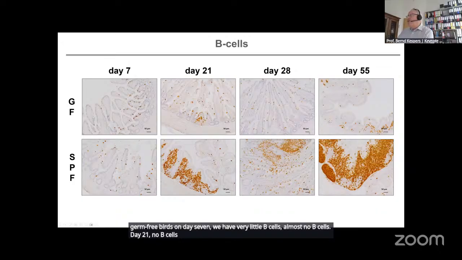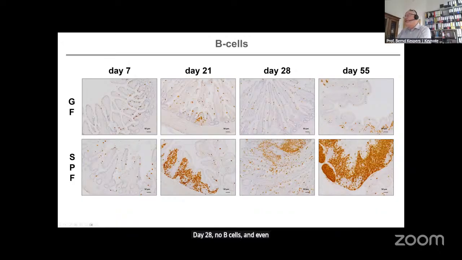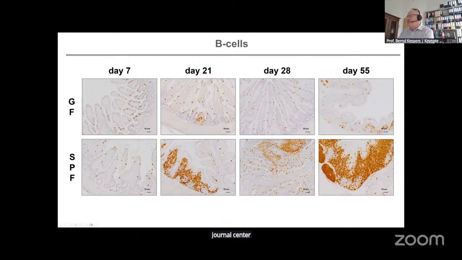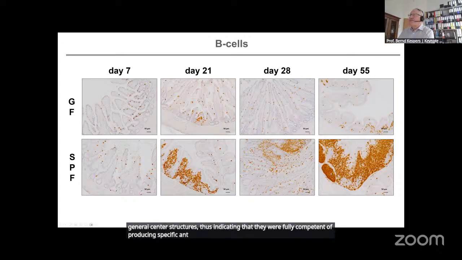Day 28, no B cells, and even at day 55. And these studies were done in a layer type bird, I should say, but by day 55 a broiler would long be gone. So under germ-free conditions, they cannot develop a B cell system. While the SPF birds nicely started to develop a B cell system in the gut, as you can see here, and eventually formed these organized germinal center structures, thus indicating that they were fully competent of producing specific antibodies.